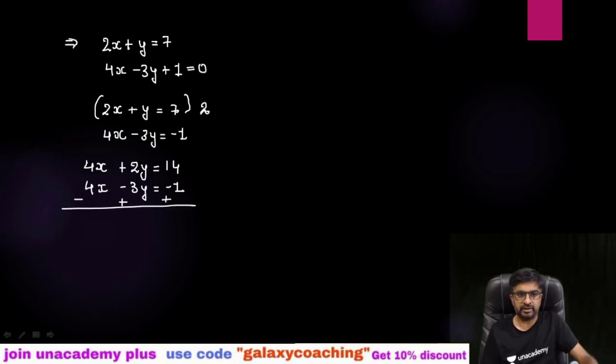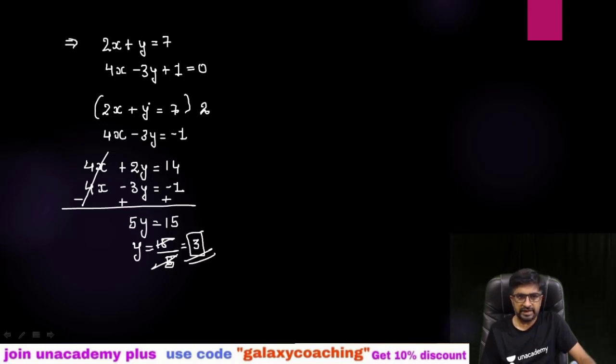Now 4x minus 4x equals 0. So we have eliminated the term with x. Now here 2y plus 3y, keeping the new sign in mind, will give you 5y. And 14 plus 1 will give you 15. So the value of y will be 15 by 5. Sorry, 15 by 5, which is 3.